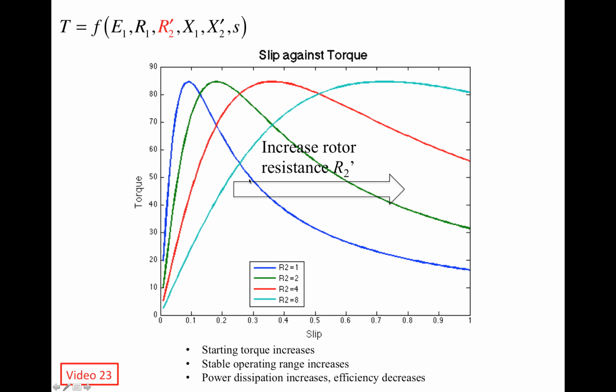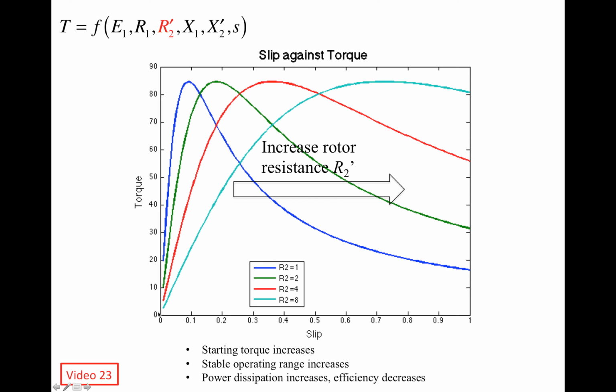And what about the stable and unstable region? What about that? If we look at the torque slip curve again, what exactly is the result of increasing the rotor side external resistance? How are we going to change the torque slip curve if we increase the rotor side external resistance?